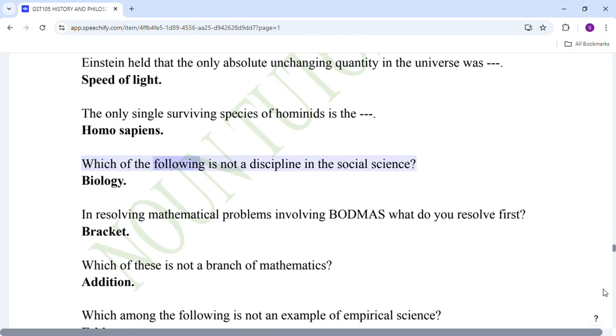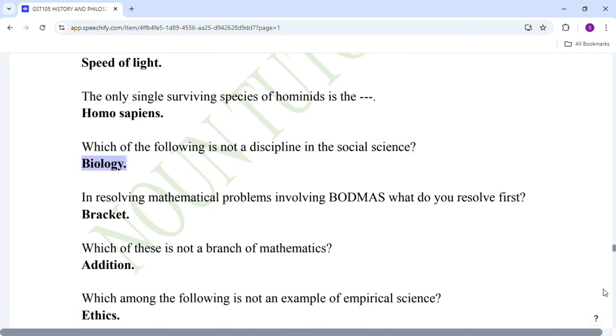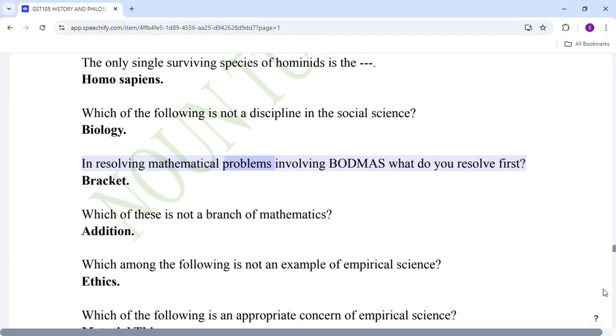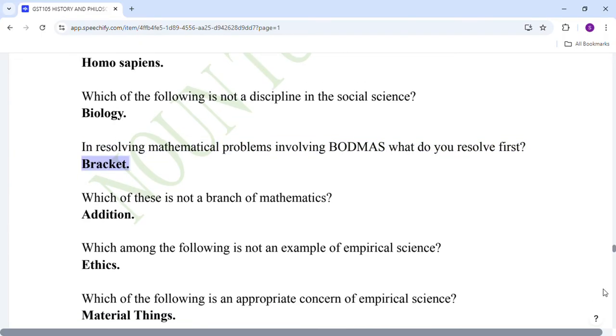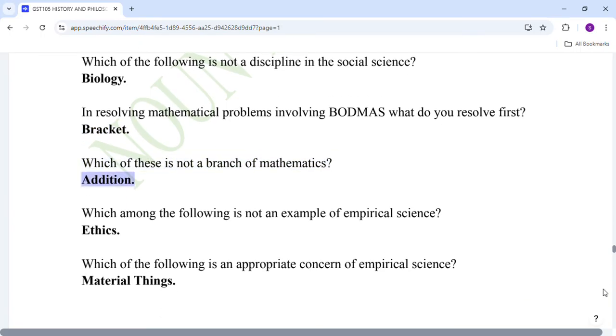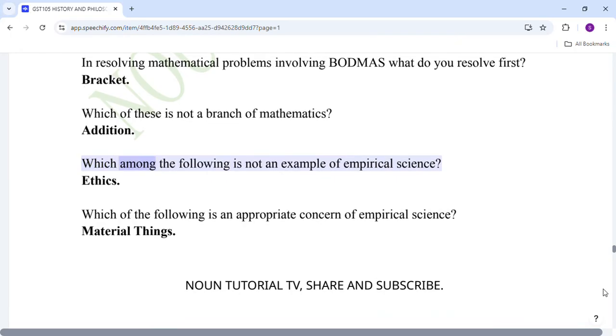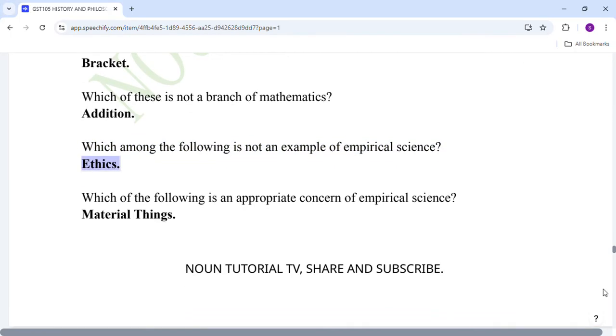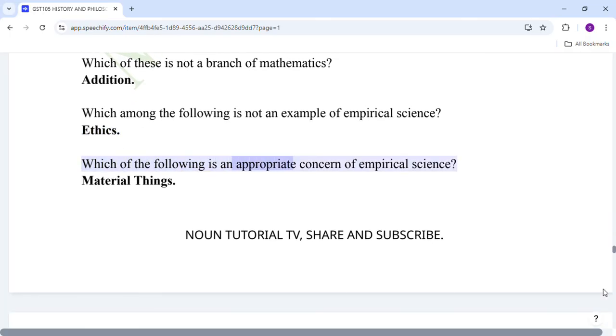Which of the following is not a discipline in the social sciences? Biology. In resolving mathematical problems involving BODMAS, what do you resolve first? Brackets. Which of these is not a branch of mathematics? Addition. Which among the following is not an example of empirical science? Ethics. Which of the following is an appropriate concern of empirical science? Material things.